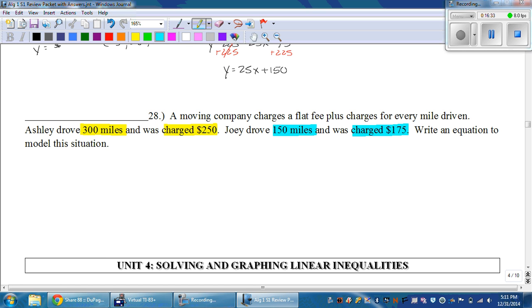Well, the first thing I noticed is that they gave us 4 numbers, which means we have 2 points. Okay? So I need to figure out what my x is and what my y is.